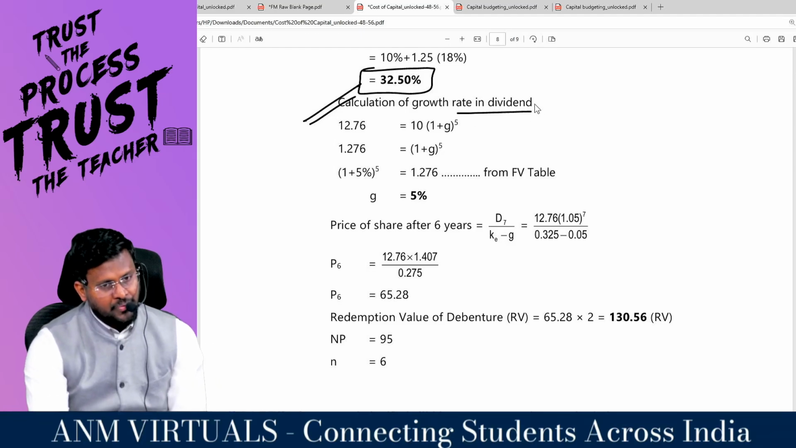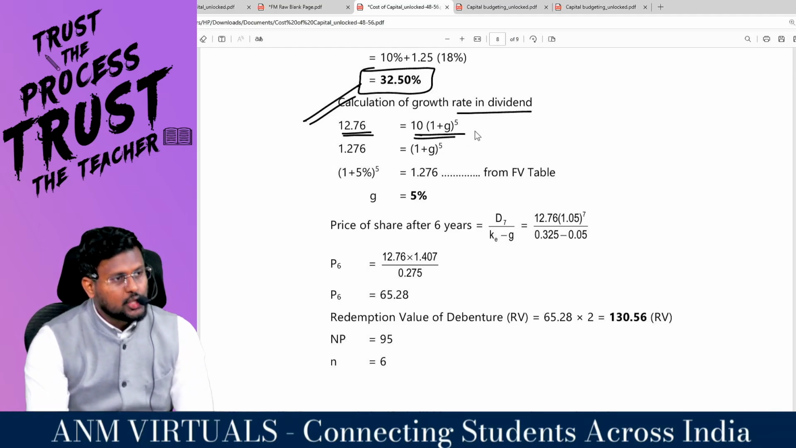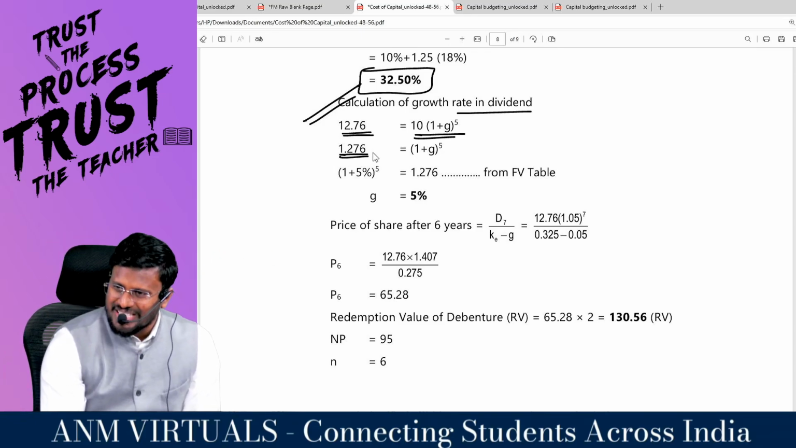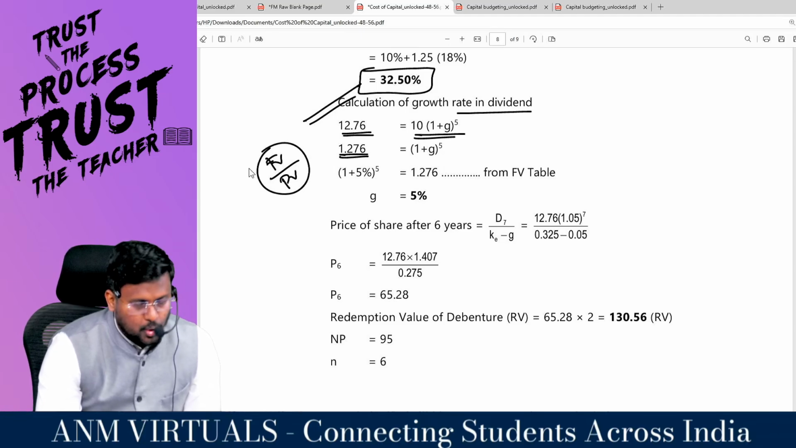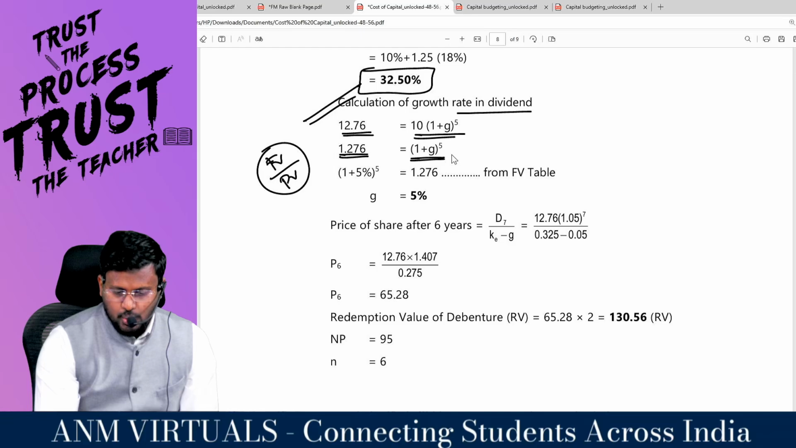Calculation of growth rate in dividend. 12.76 is the future value. 10 rupees is the present value. It should grow at some rate for how many years? 5 years. So 1.276 is nothing but future value divided by present value. Always future value should be more. Right, sir? It is equal to (1 + g)^n.